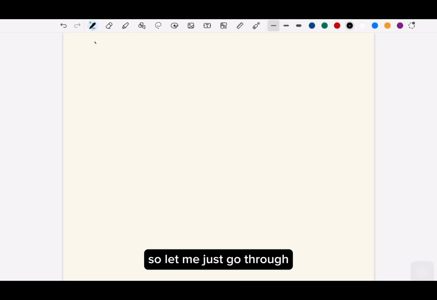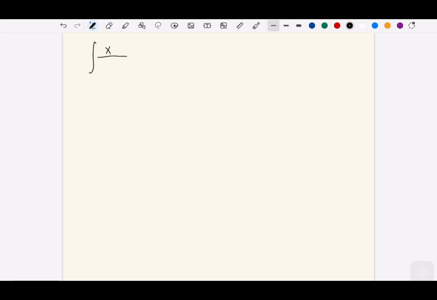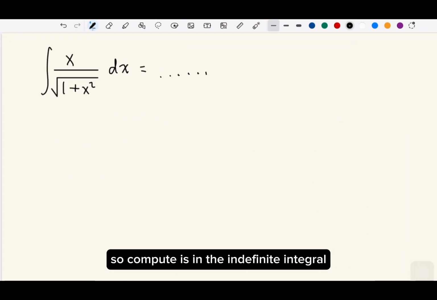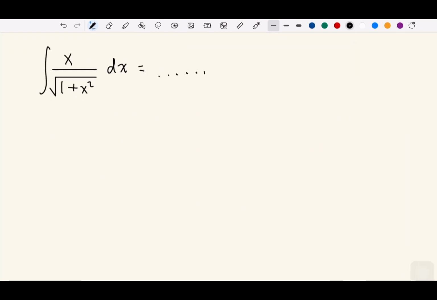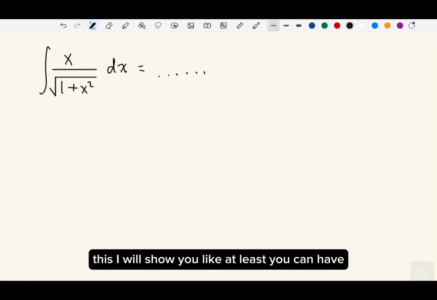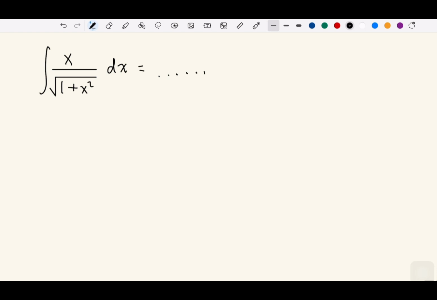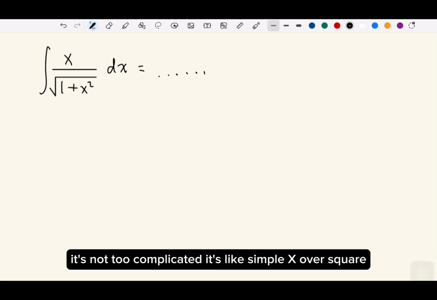Okay, so let me just go through just a simple one. Okay. So compute this indefinite integral. I will show you, at least we can have three possible methods. It's not too complicated. It's simply x over the square root of 1 plus x squared.